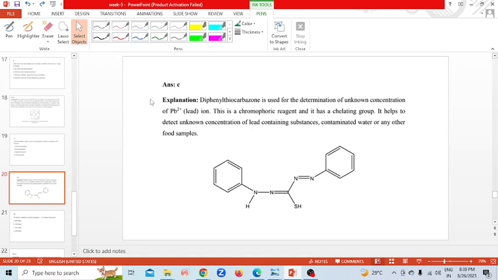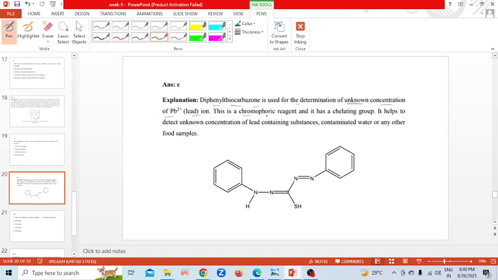Okay, so it will be diphenyl dithiocarbonyl. It is used for determination of unknown concentration of lead plus 2 ion.